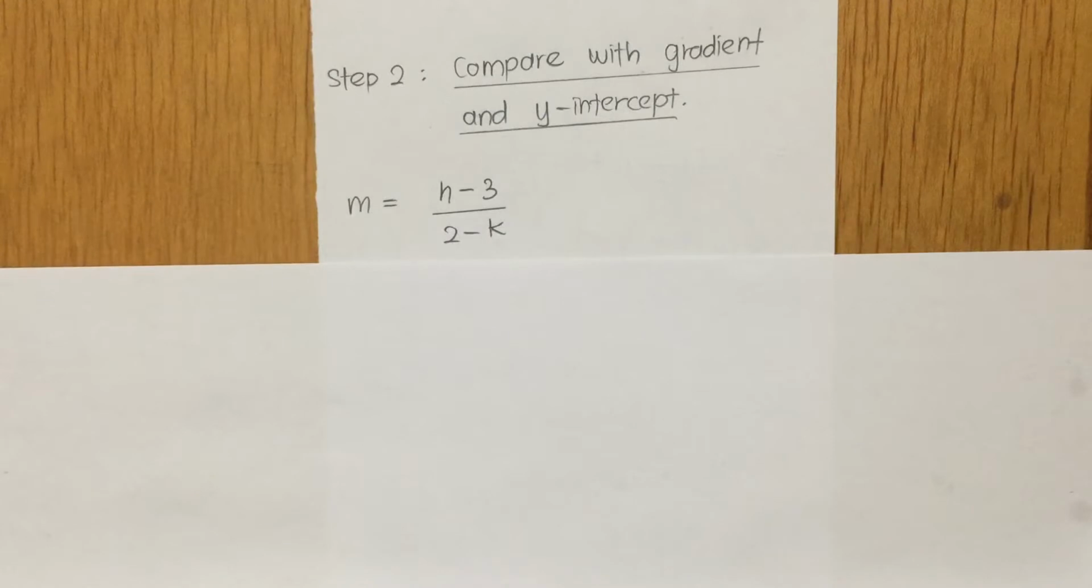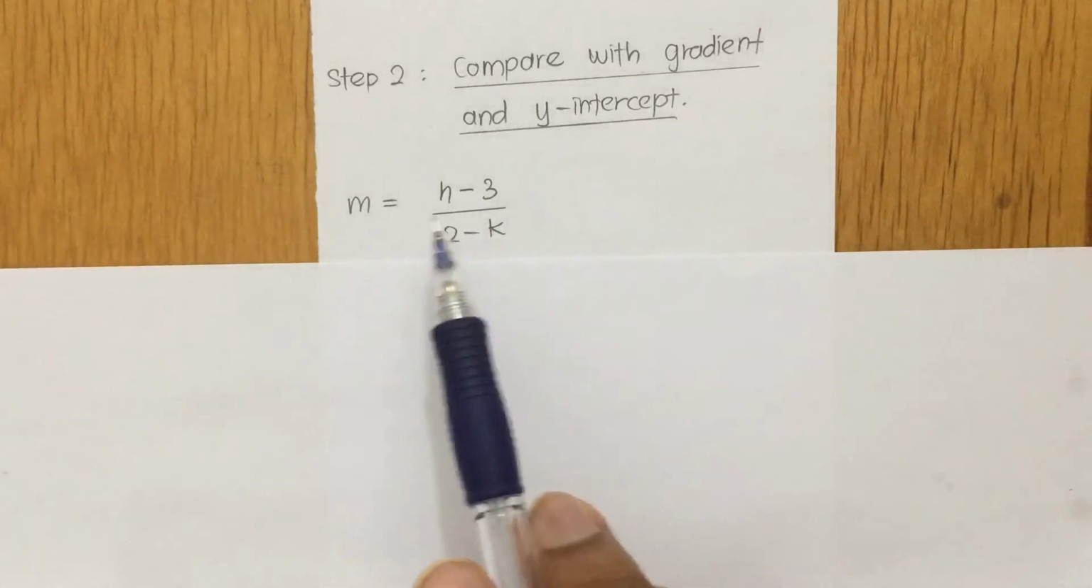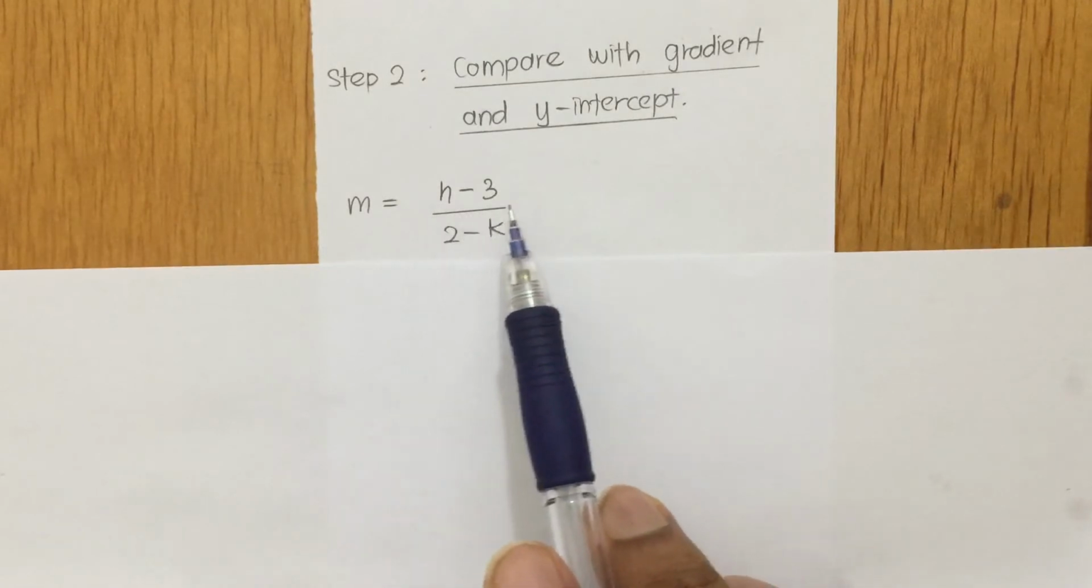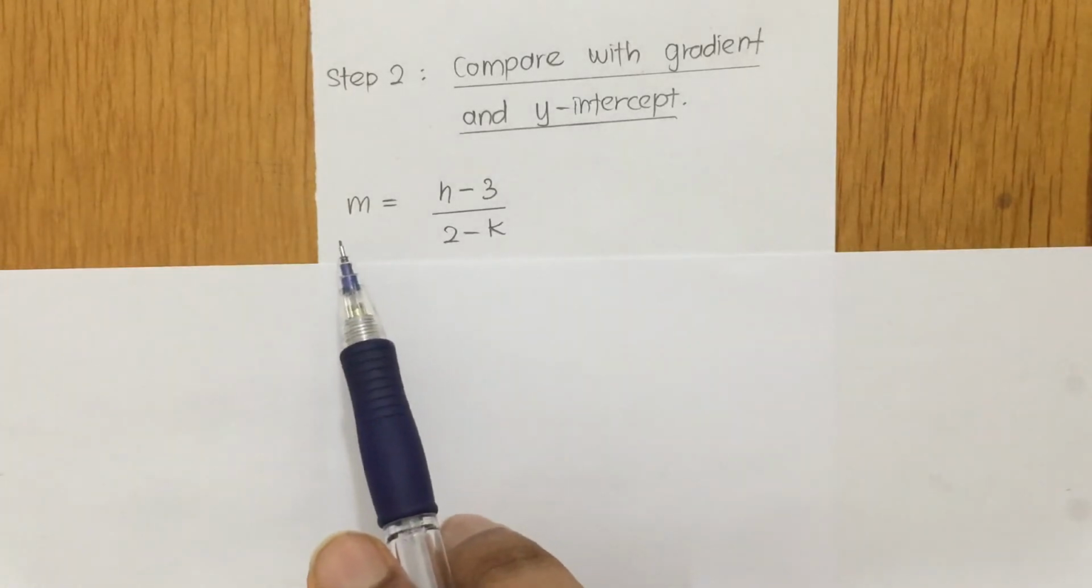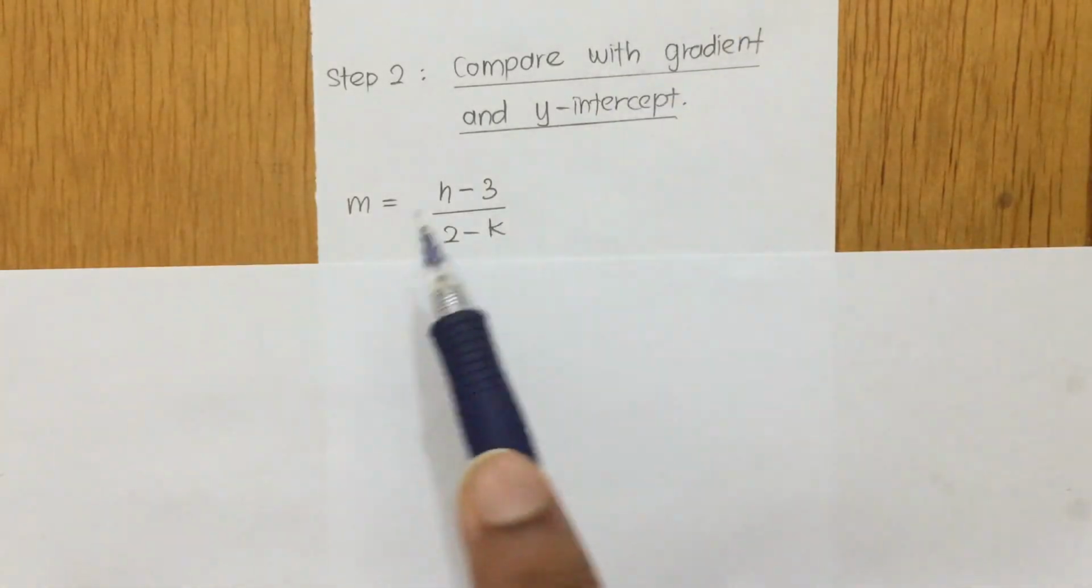So as you can see here, to find the gradient, you need any 2 points. So from here, m is equals to h minus 3, you divide with 2 minus k. So as you are well aware, to find gradient is y2 minus y1 divide with x2 minus x1. So that is the formula, guys. Okay, since we know that the gradient value is -1, so you substitute the -1 into here.